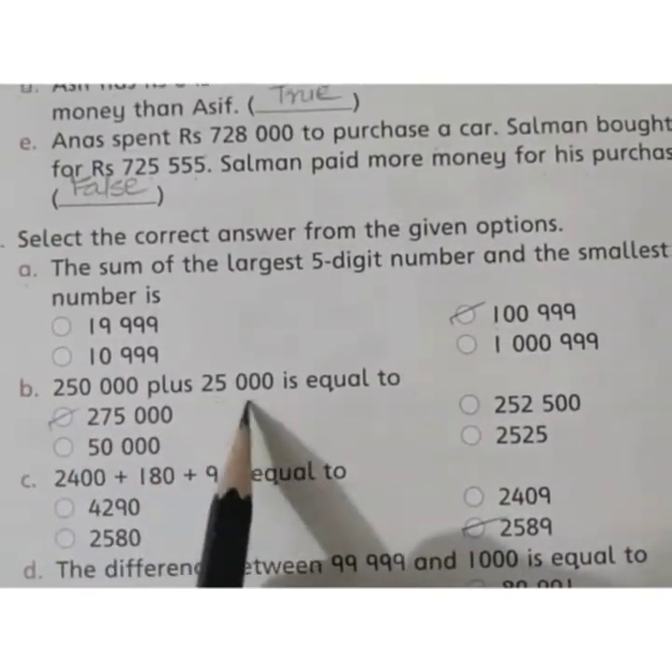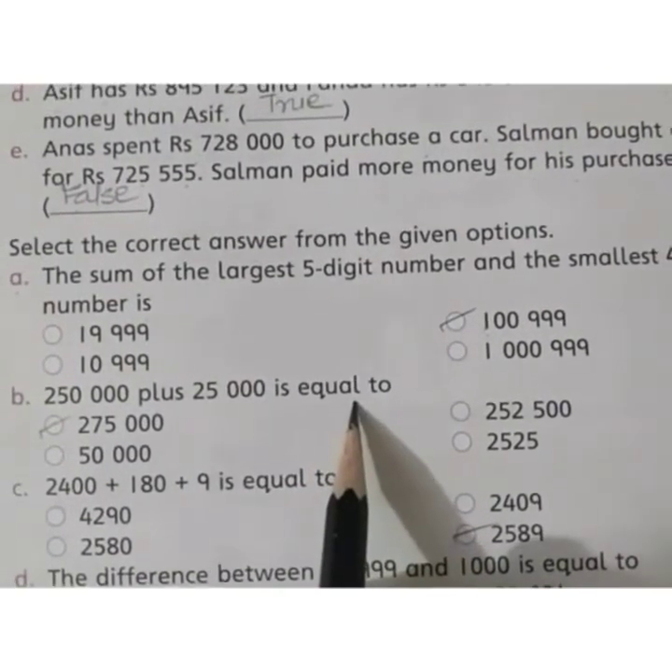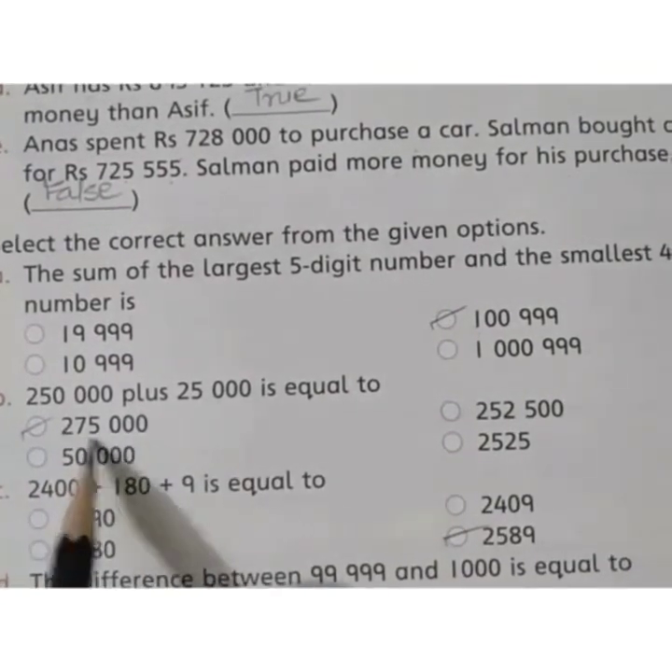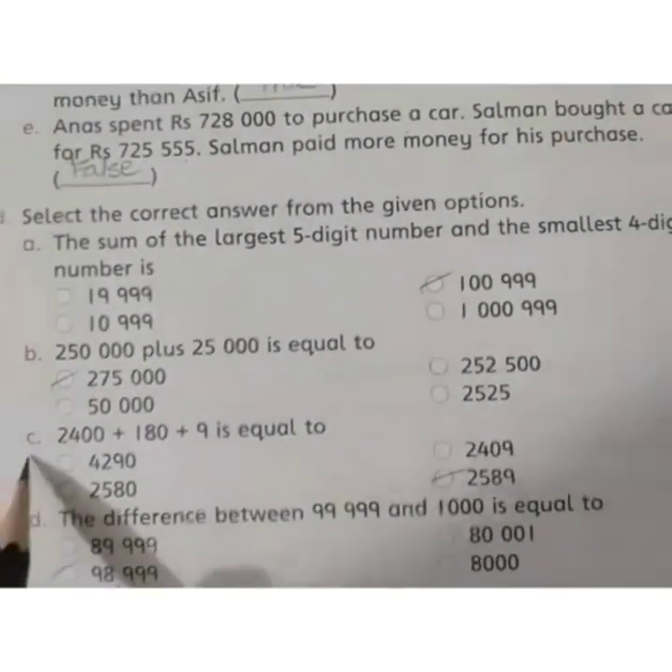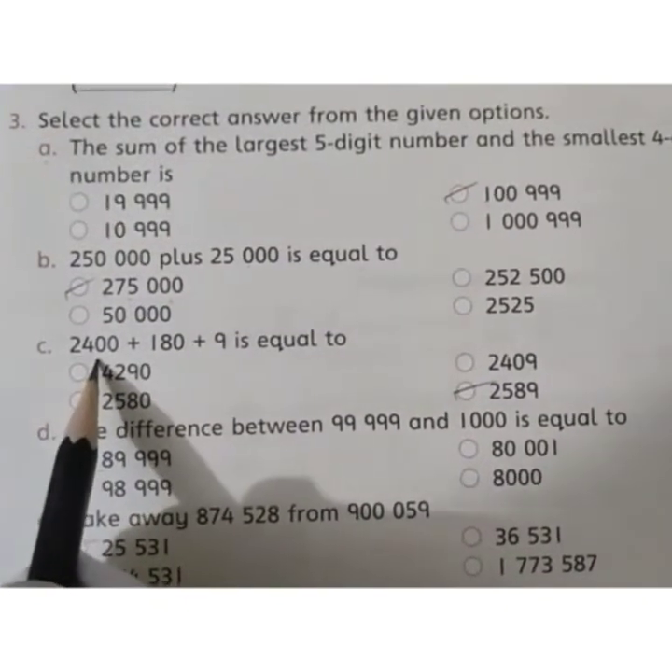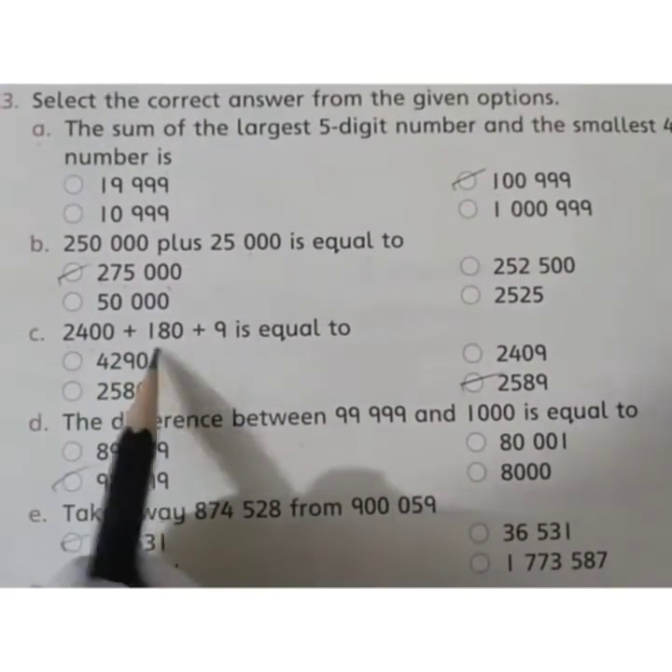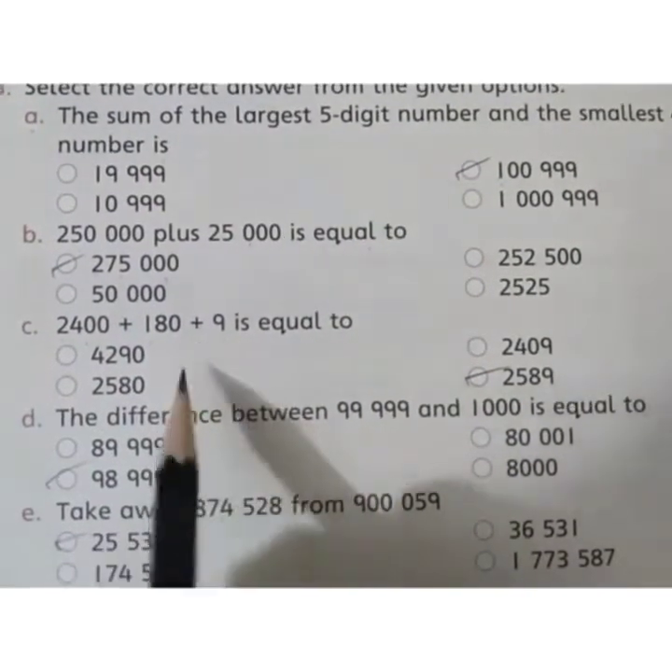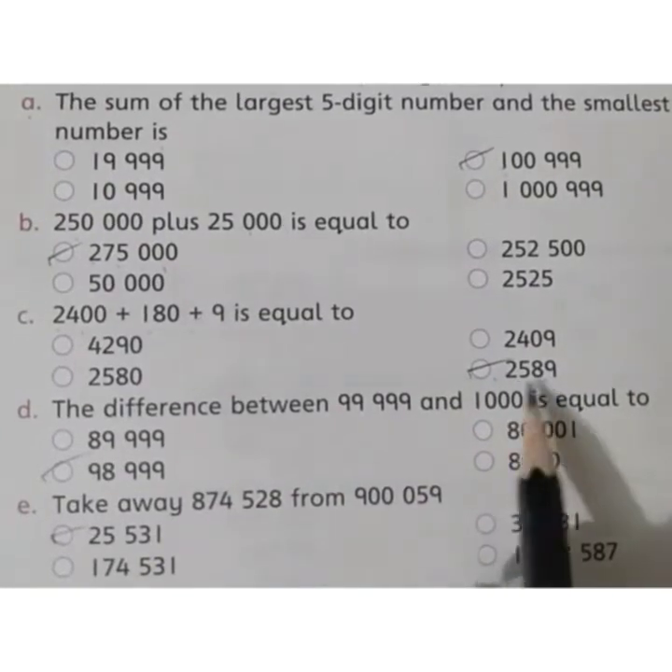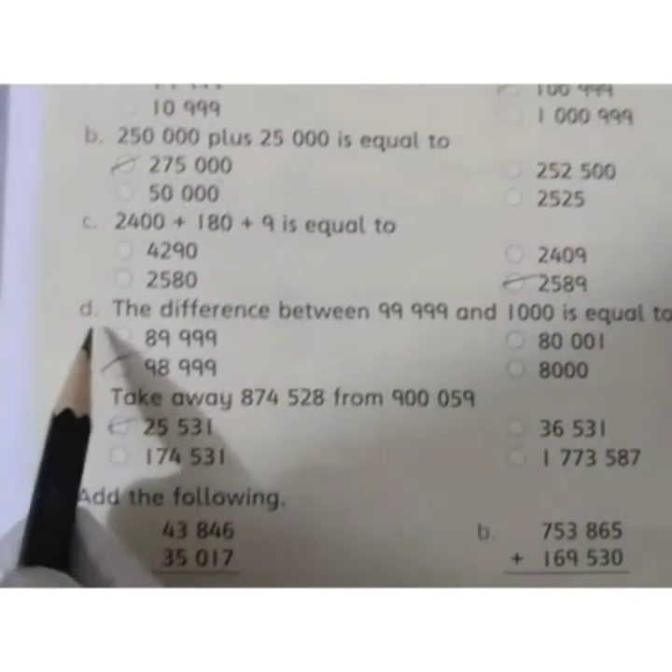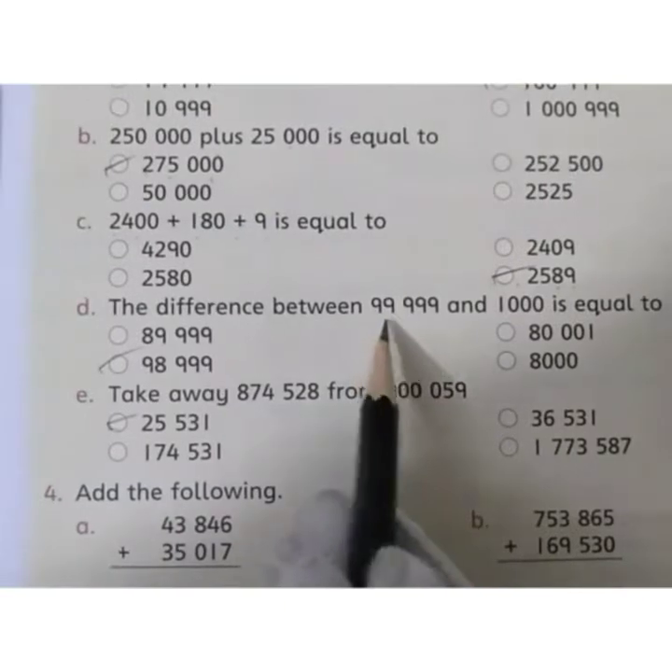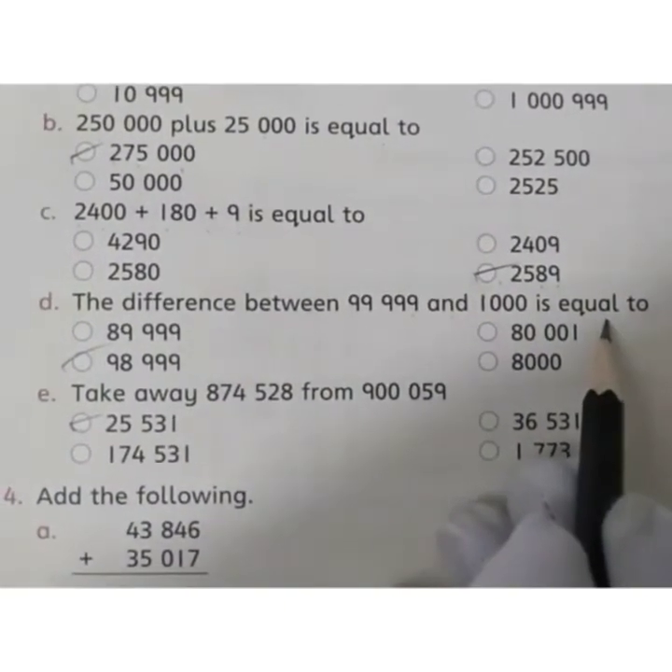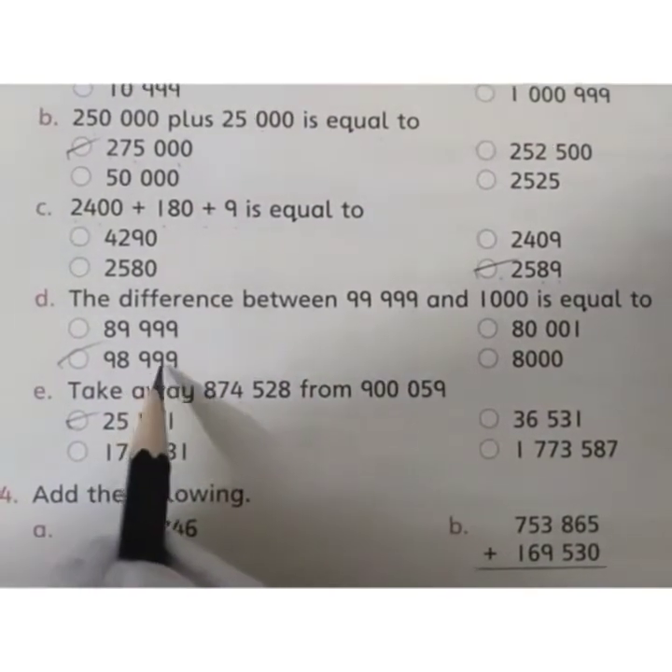250,000 plus 25,000 is equal to... We have to add these numbers and the answer is 275,000. Part C. 2400 plus 180 plus 9 is equals to... We add all these numbers and the answer is 2,589. In part D, the difference between 99,999 and 1,000 is equal to 98,999.